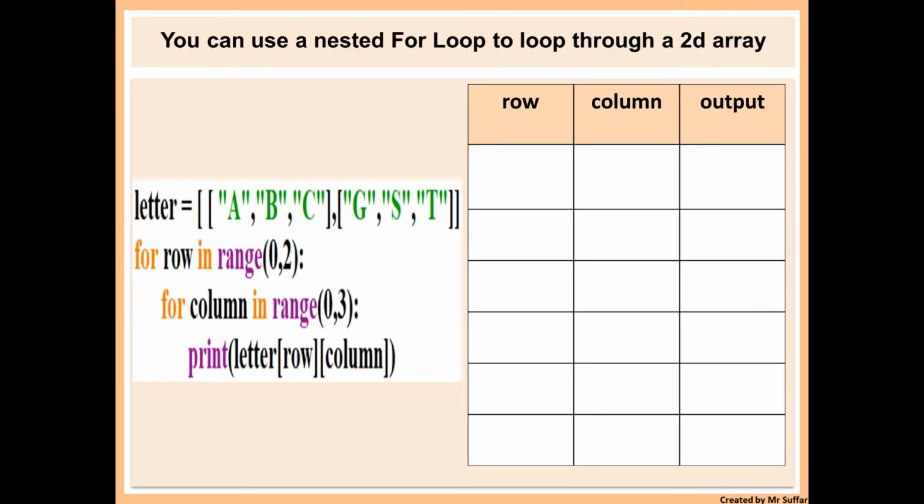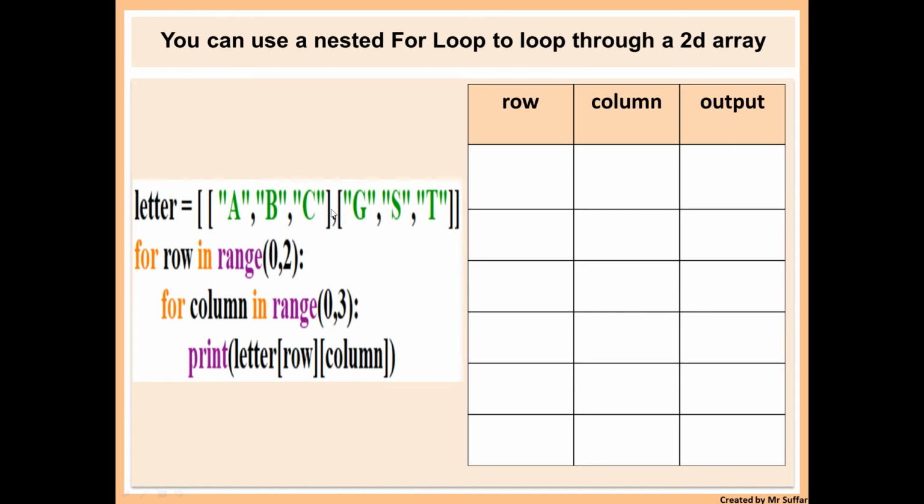Now we've got a nested for loop. So you can use a nested for loop to loop through a 2D array. Now, a nested for loop means a for loop inside another one. So the first for loop will go through the array, the rows. The second one will go through the columns. So you have to count how many arrays we have inside it. So we have 2 arrays.